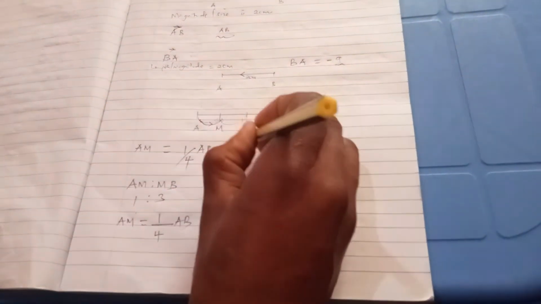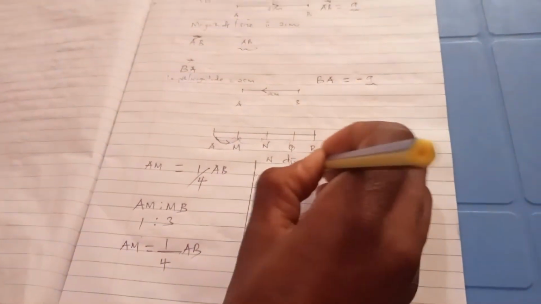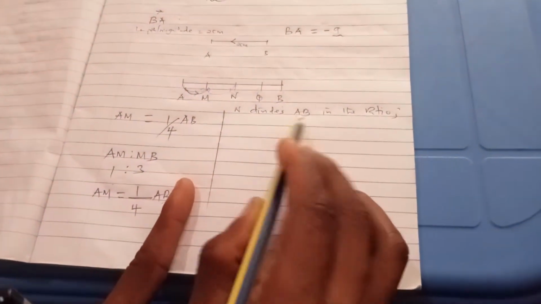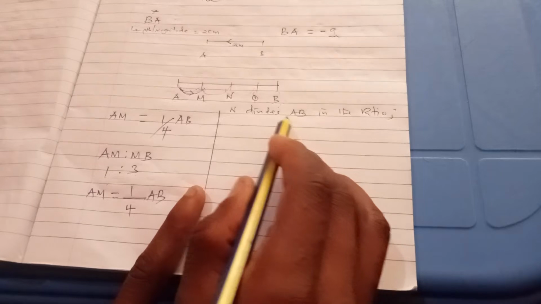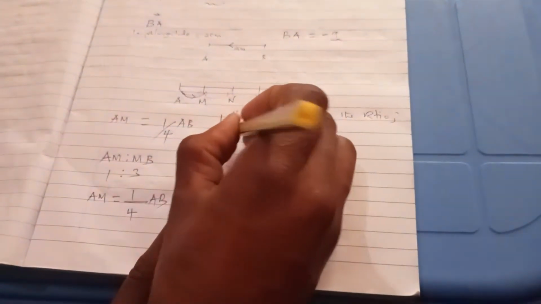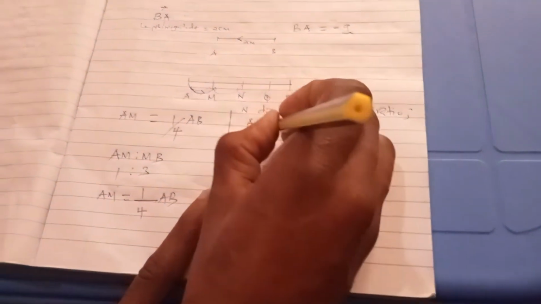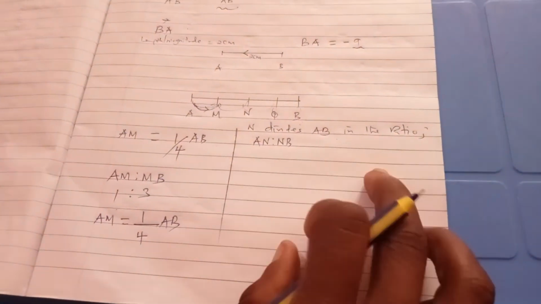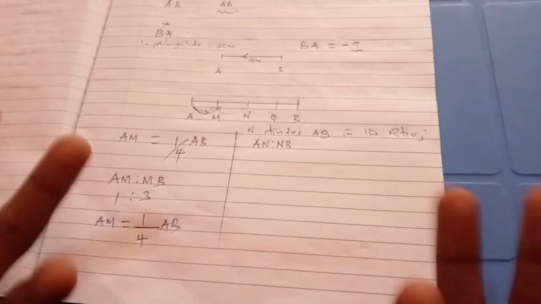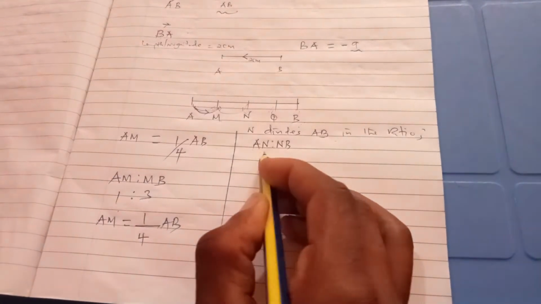So you can be told that N divides AB in the ratio. How can we get that? What we need to do is that it is N that is dividing line AB. So we have to introduce N between A and B such that we will be having AN is to NB. And then now we count the number of points or spaces between A and N.